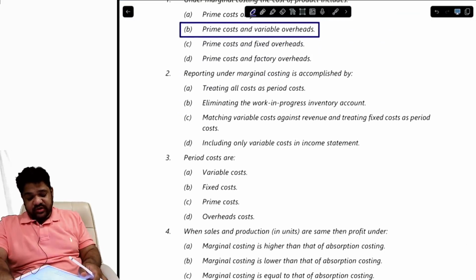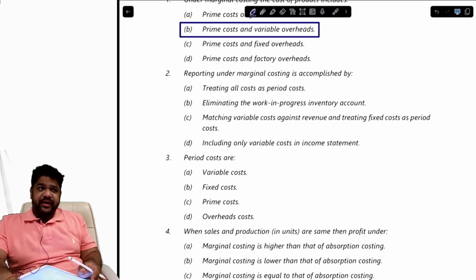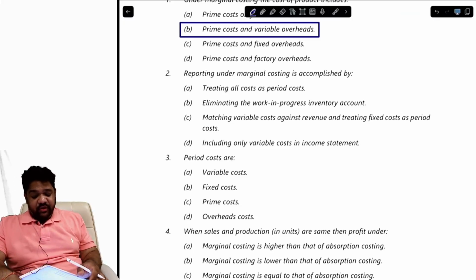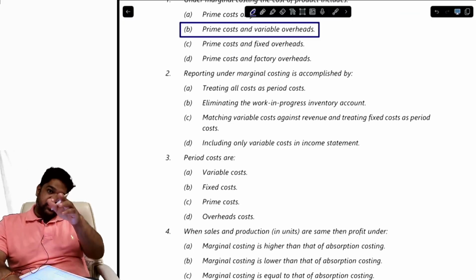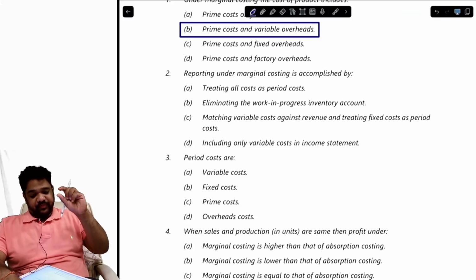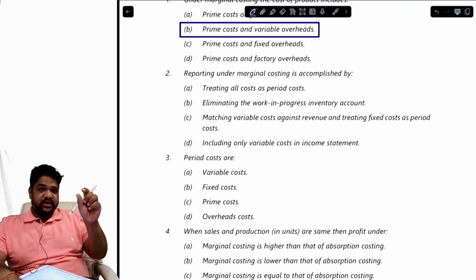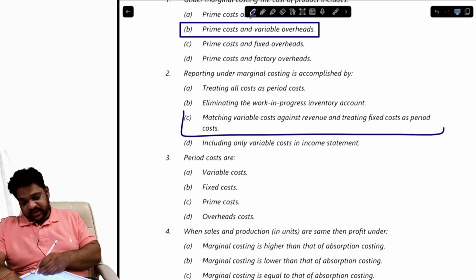Reporting under marginal costing is accomplished by treating all costs as period costs. No, not all costs are period costs. Eliminating the work in progress inventory account. We don't technically do that, I feel. No. Matching variable costs against revenue and treating the fixed costs as period costs. This is what we do. So variable cost is matched against revenue. That is where you get your contribution, and then all of the fixed costs are considered period costs written off, and then you get a profit. So this one is right.